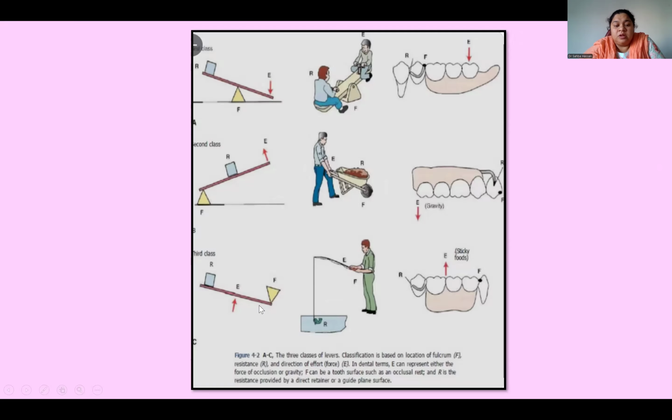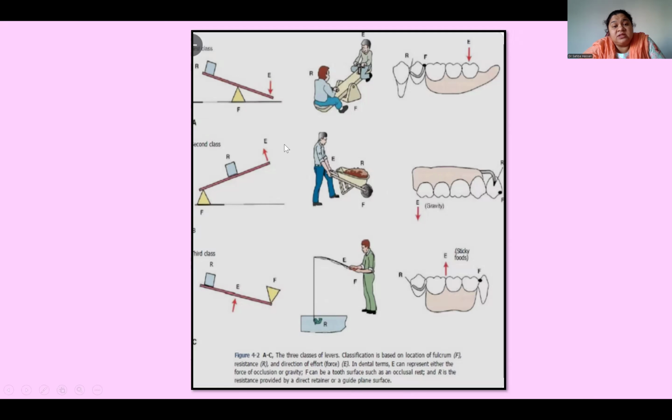So what I wanted to say is that the classification is based on the location of the fulcrum and the direction of effort. In dental terms, E can represent the force of occlusion or gravity. F can be the tooth surface, such as an occlusal rest, because obviously the rest will be placed on the occlusal surface of the tooth. And R is the resistance provided by a direct retainer or a guide plane surface. So we have to see how much resistance the tooth will take.